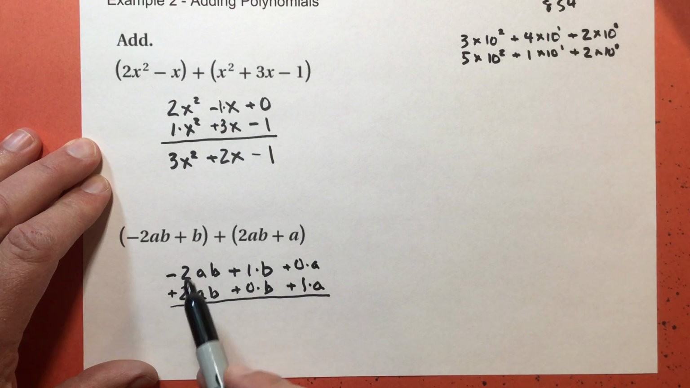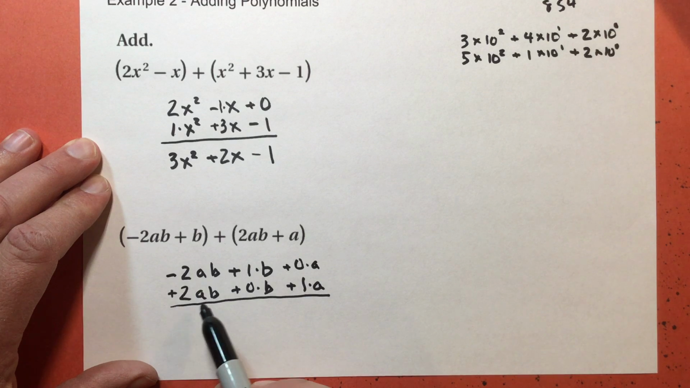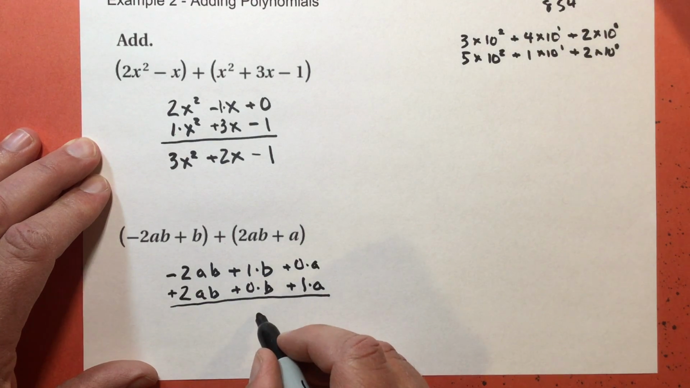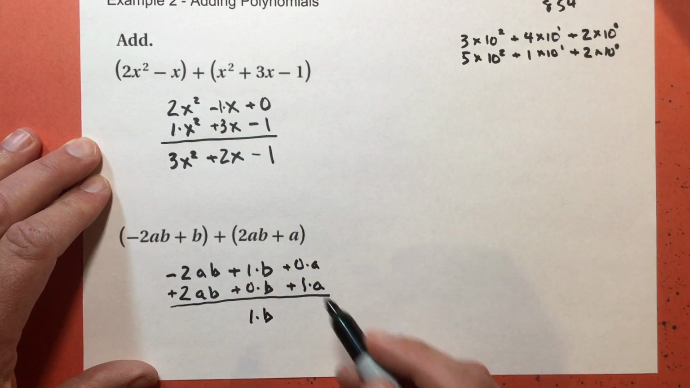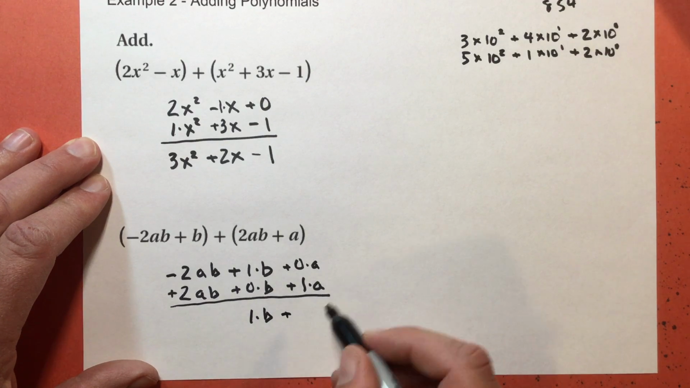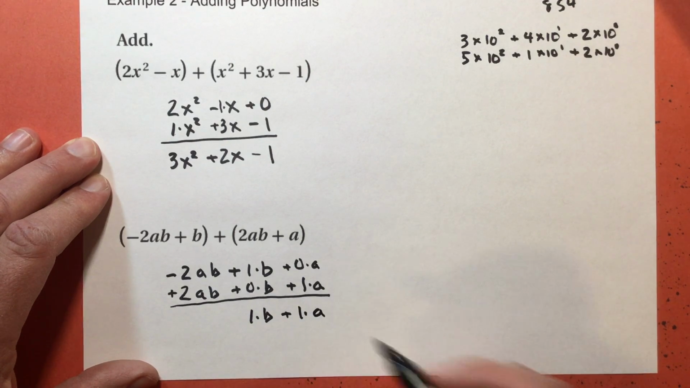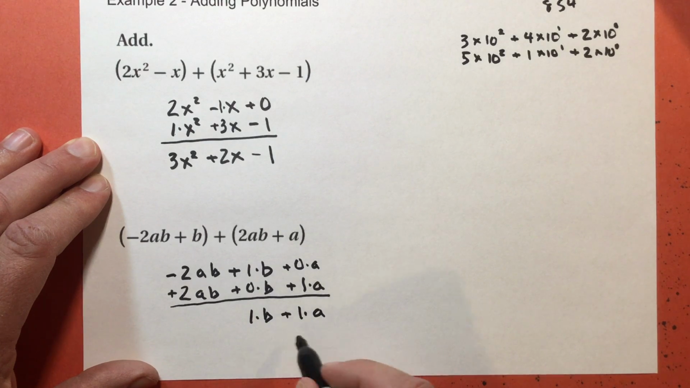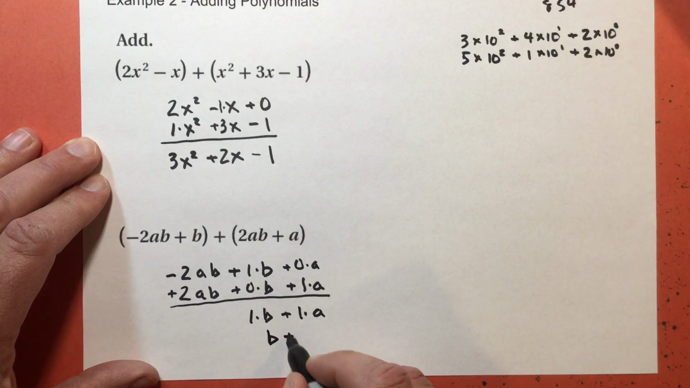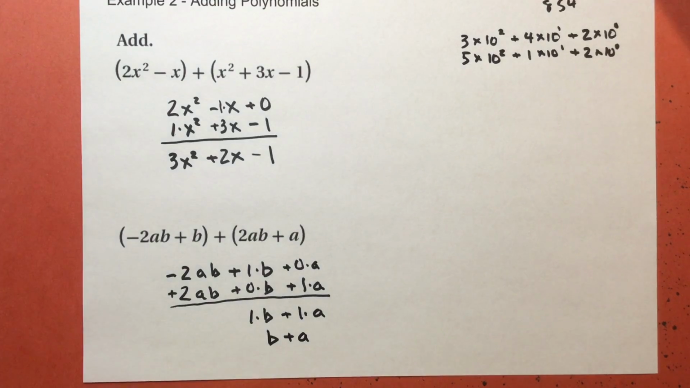Let's add these up. Negative 2 plus positive 2 is 0. 1 plus 0 is 1, so this is just 1 times b. Or sorry, 0 plus 1 is 1, so this is 1 times a. And if you want to write it without the 1s, just write b plus a.